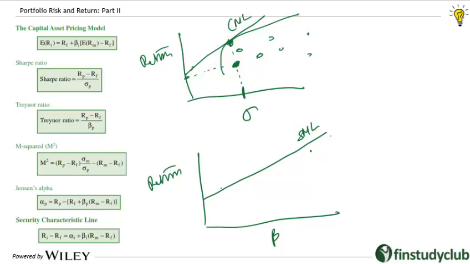So remember guys, the comparison between CML and SML. In the case of SML, the risk that you are plotting is getting captured by beta, and the risk that you are plotting is the systematic risk. And all the securities would ideally lie on the SML.